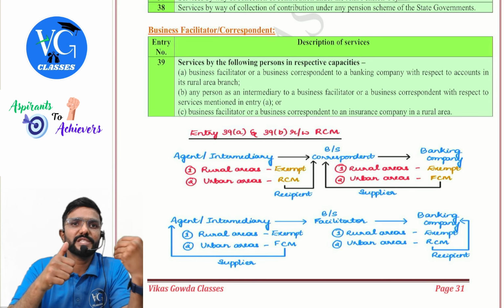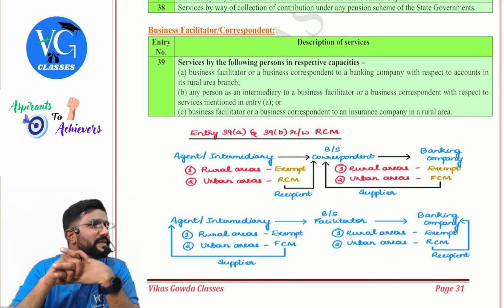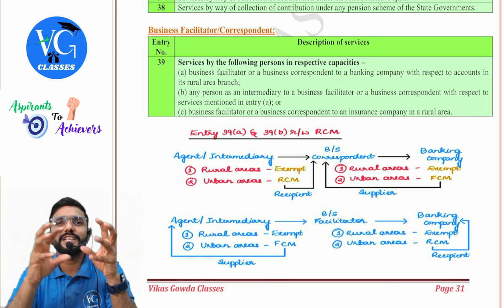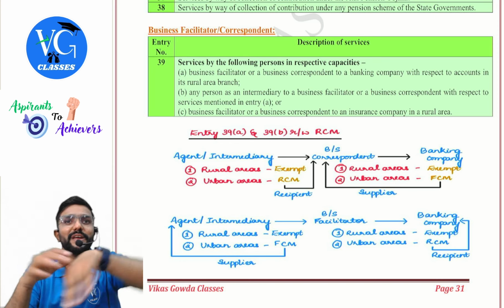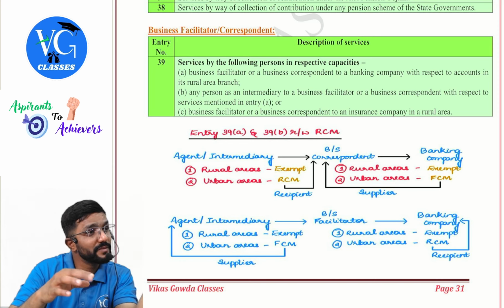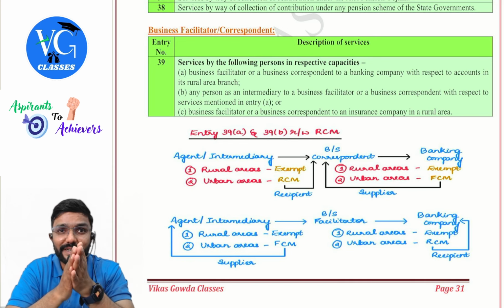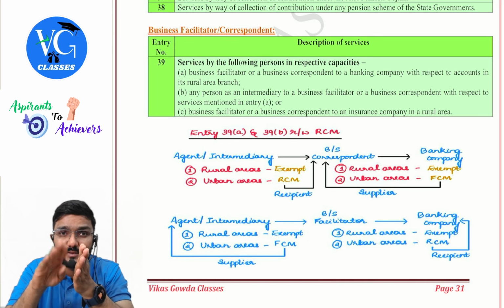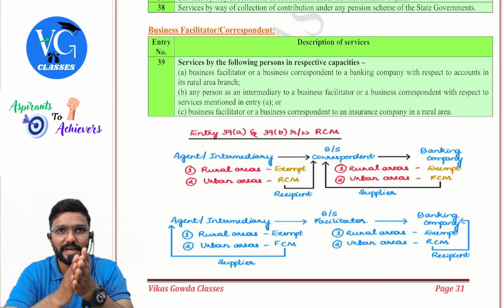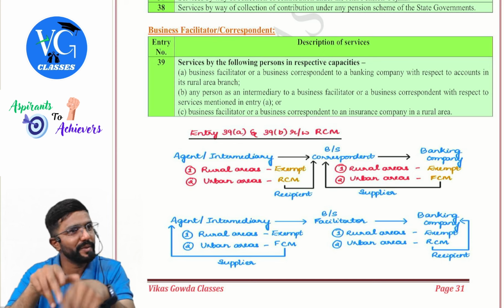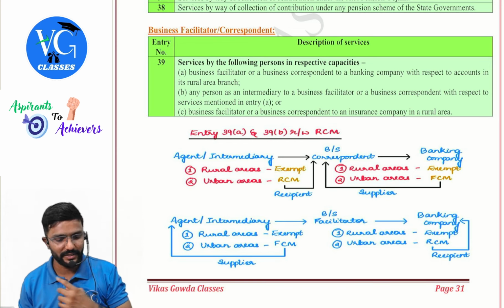Now this business correspondent is providing services to whom? Bank. Business facilitator is providing services to whom? Bank. But these guys sometimes, assume they are lazy. They are not working directly on field. They have appointed some agents. So agent will give services to whom? Business facilitator or business correspondent. And business facilitator or business correspondent will in turn give services to whom? Bank. So bank will pay the correspondent or facilitator, and this correspondent or facilitator will pay these agents. Obviously, they will keep some margin and pay, not the entire amount.